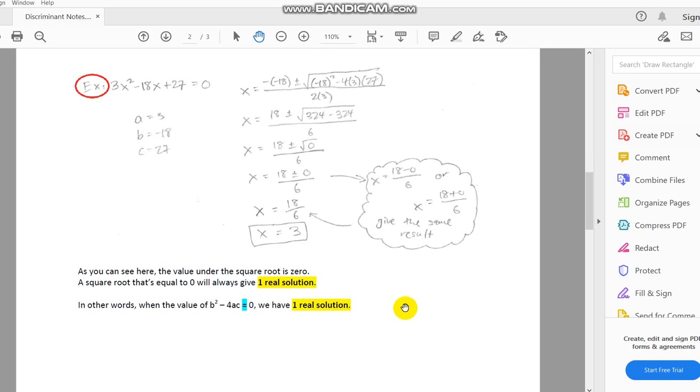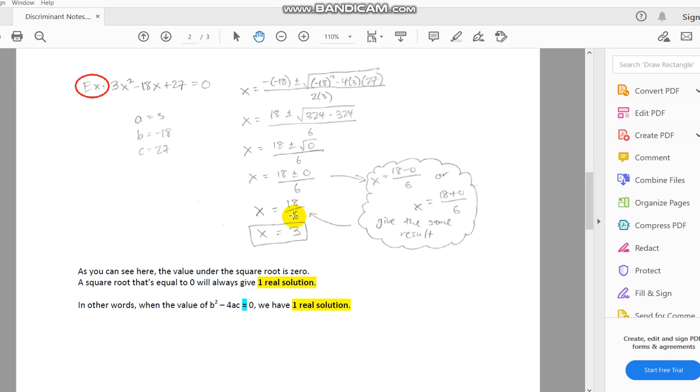let's consider this case. If I gave you this quadratic equation, same idea, identify a, b, c. If you were to solve for x, as you can see here, the value under this square root is going to be 0. And a square root that's equal to 0 will always give one solution. And that solution for this particular example would be x equals 3.